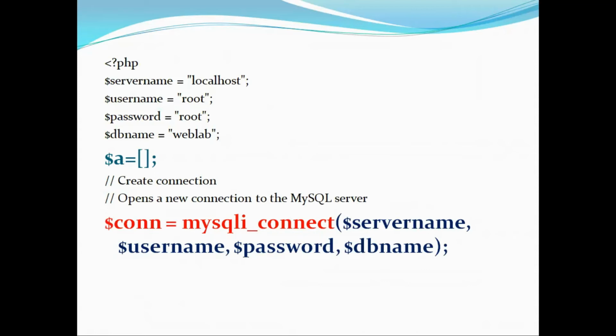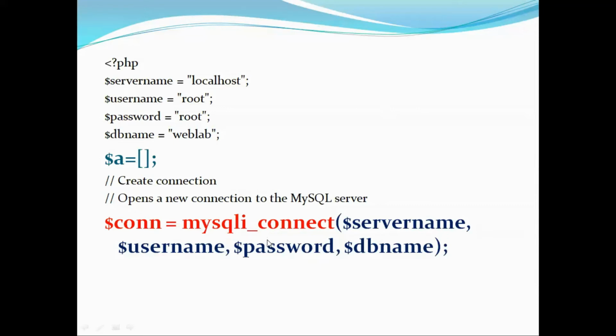These are the steps which we are following in this program for a database connection. Just look at that. First we need to establish the connection, that is, create the connection. After that, open that connection to the MySQL server. In order to connect to MySQL and select a database, we are using the PHP function called mysqli_connect.